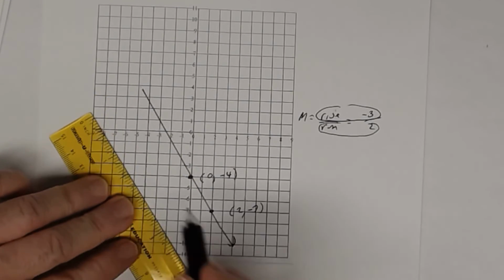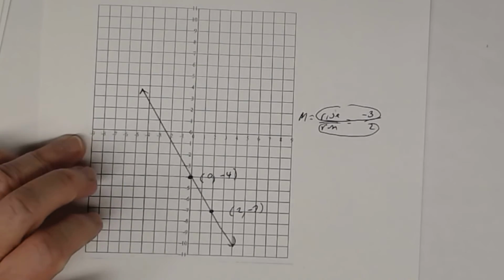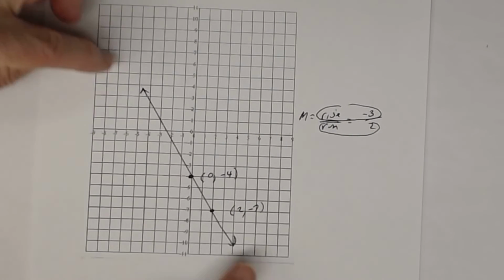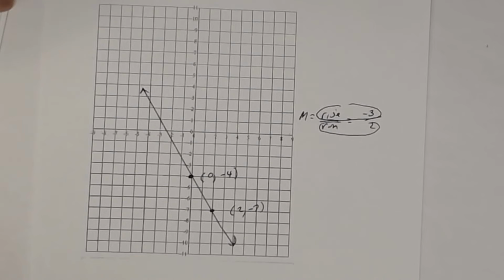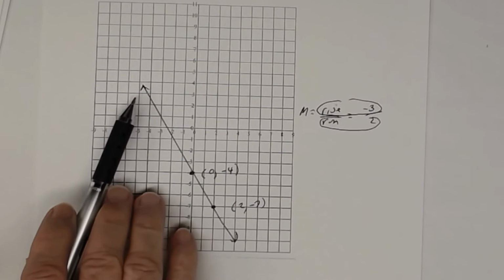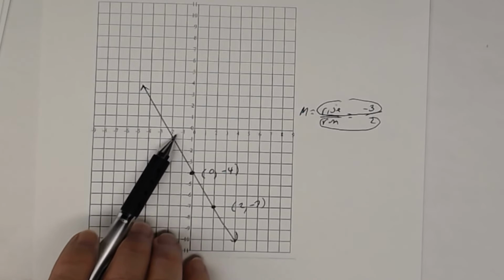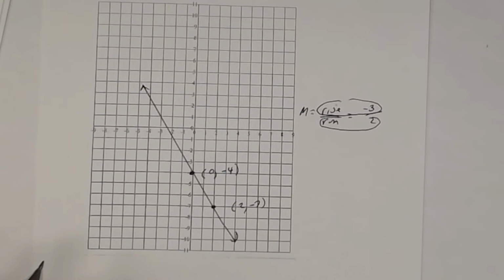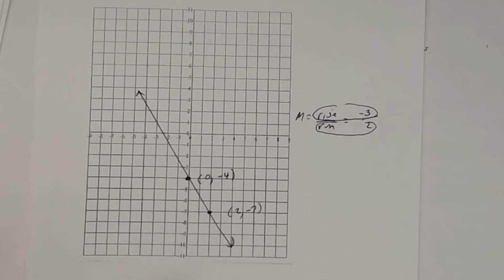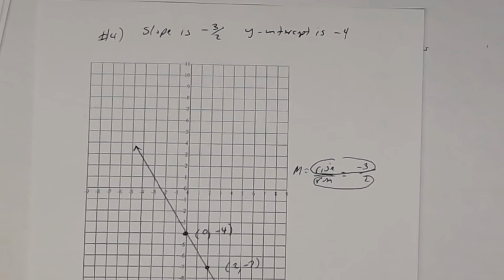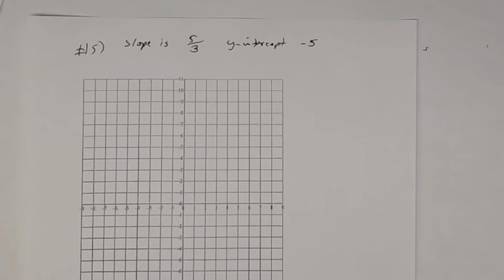Don't forget to draw arrows. It's very important that you draw those arrows. All right, so the arrows just imply that it extends in both directions. So notice I drew this line. Remember, the line has an infinite number of points. I used these 2 points on the line to help me graph the line. All right, that's number 4. Very simple, right? Not difficult. All right, let's look at number 5.